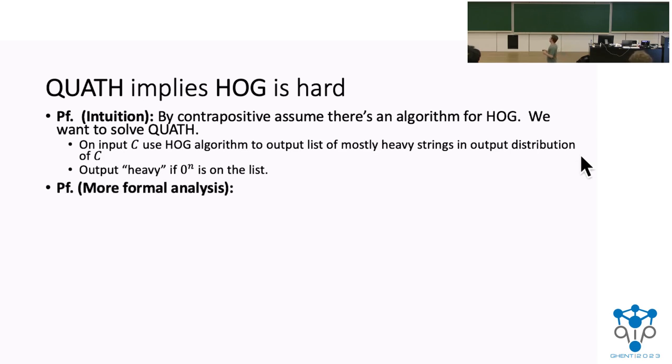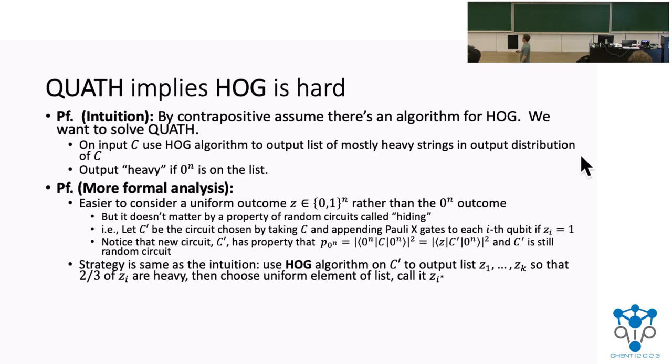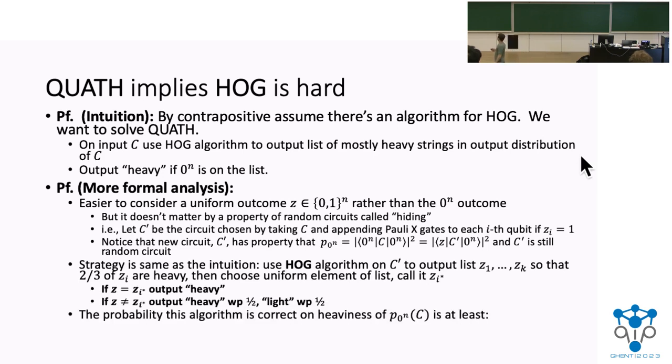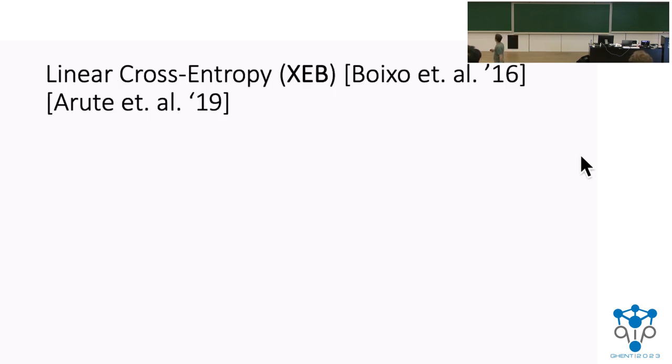Okay? I think I'm going to skip the more formal analysis, because at this point, it's a little bit formal. Okay, so now what I want to get to is that, at the end of the day, we're now at Google's experiments, 2019. Google decides not to use, they don't actually use the Hogg score as their benchmark. What they're more confident in is a different benchmark that they call linear cross entropy, or XEB for short. And it's based on their XEB score that they want to claim quantum advantage.